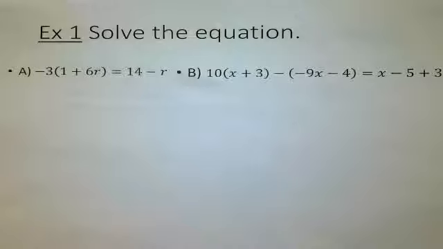Okay. Solve the equation. Letter A is -3 times the quantity 1 plus 6r is equal to 14 minus r. And we have grouping symbols. What do we need to do first?